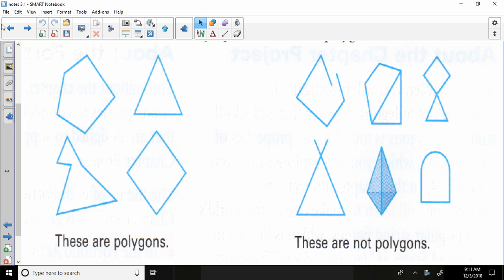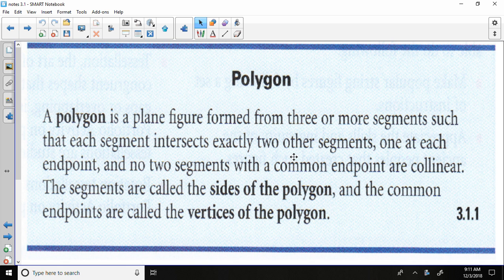So now looking at the first part of our vocab: a polygon is a plane figure, so it's not 3D, formed from 3 or more segments. So the smallest would be what type of shape? 3 sides, a triangle. 3 or more segments such that each segment intersects exactly 2 other segments, one at each endpoint, and no 2 segments with a common endpoint are collinear. In other words, they don't cross and make another figure. You can only make one shape.